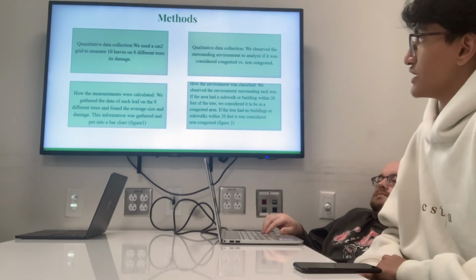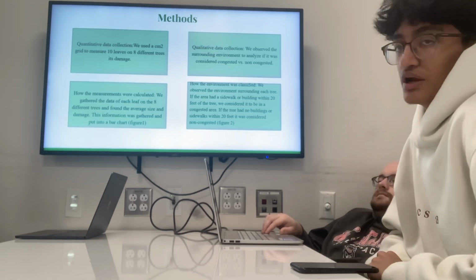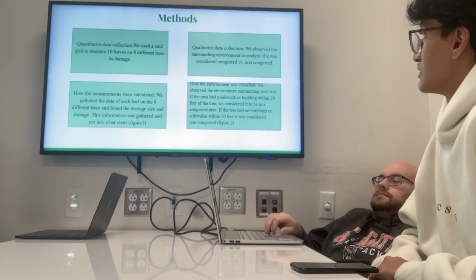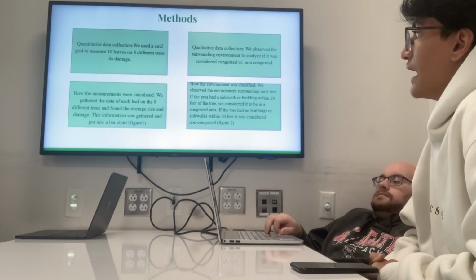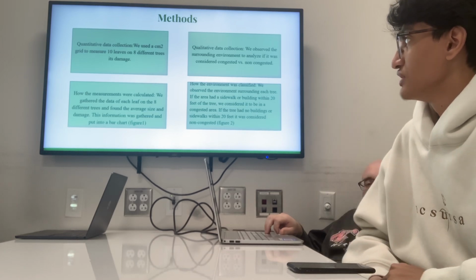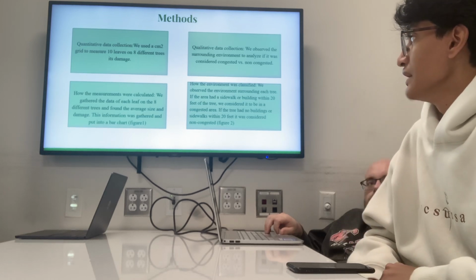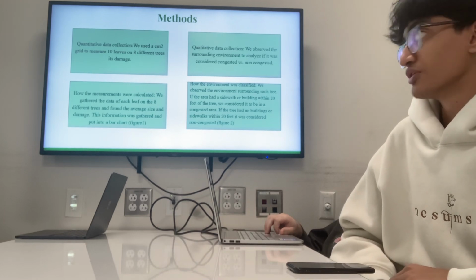For our quantitative data collection, we used a centimeter squared grid paper to measure 10 leaves on 8 different trees and their damage. For our qualitative data, we observed the surrounding environment to analyze if it was considered congested versus non-congested. For the measurements, we gathered the data of each leaf on the 8 different trees and found the average size and damage. This information was gathered and put into a bar chart shown in Figure 1.